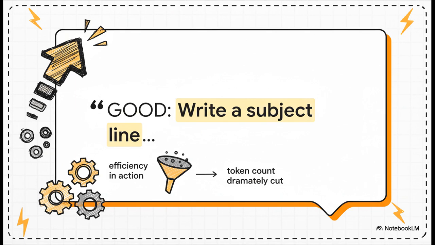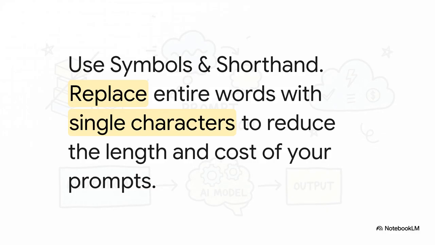"Write a subject line." Straight to the point. We just slashed the token count and lost 0 meaning. That is efficiency in action. All right, technique number 2 builds right on top of that.